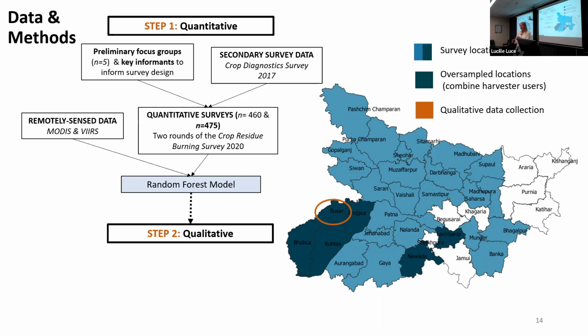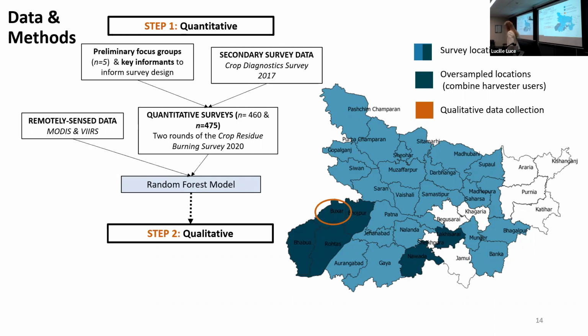All those things, residue markets that I had mentioned earlier. We did it twice. The second one was informed by the results and findings of the first, so further refined. And then ultimately we used the second survey with 475 respondents for our random forest, and then coupled that with the remotely sensed data. And then for the qualitative piece, we went into one specific district in Buxar.